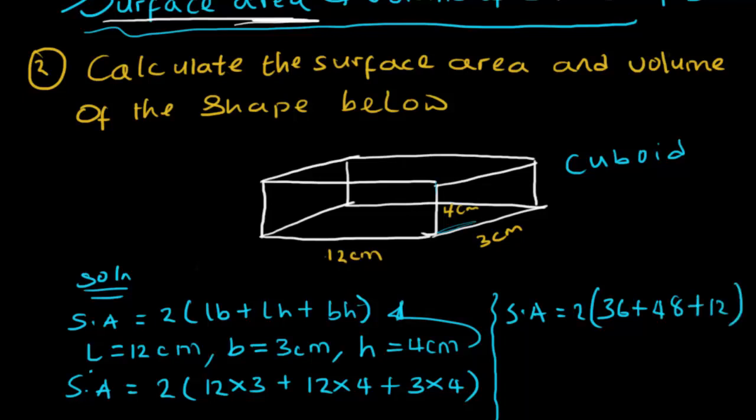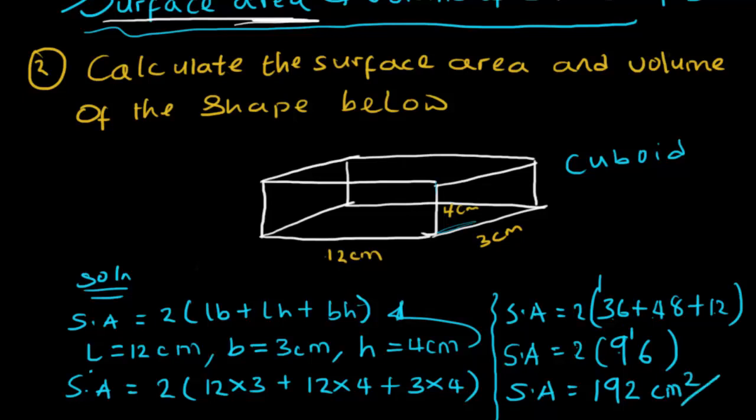So remember, let's solve what is in the bracket first. So surface area equals 2 into brackets, 36 plus 48 plus 12. We can do 8 plus 2 is 10. 10 plus 6 is 16. So 6 carry 1. 3 plus 1 is 4. 4 plus 4 is 8. 8 plus 1 is 9. So 96. So surface area equals 2 times 96. 2 times 6 is 12. 2 carry 1. 2 times 9 is 18. 18 plus 1 is 19. So 192. What would be the unit? Centimeter square. Do you understand this?